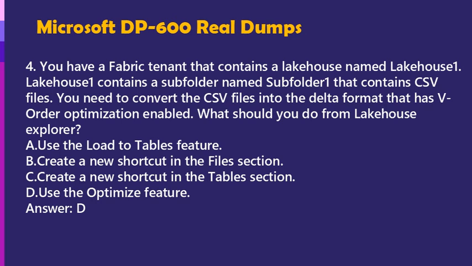4. You have a Fabric tenant that contains a lakehouse named Lakehouse1. Lakehouse1 contains a subfolder named Subfolder1 that contains CSV files. You need to convert the CSV files into the Delta format that has V-Order optimization enabled. What should you do from Lakehouse Explorer?